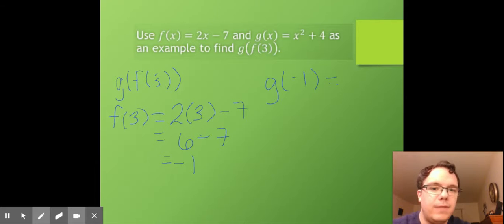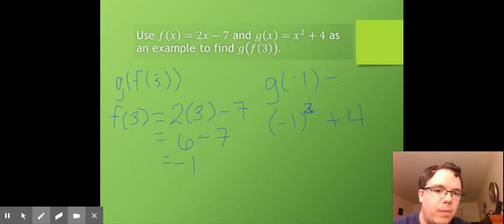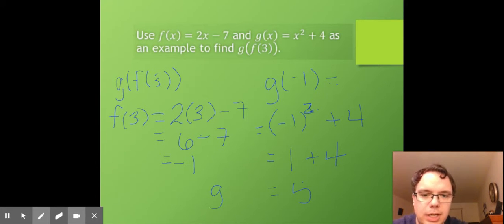So that means in the g function, anytime we see an x, we're going to replace it with a negative 1. Remember to be careful with your parentheses. We're plugging in a negative number, and what number are we squaring? We're squaring negative 1, so we're going to get negative 1 times negative 1, which is positive 1. Just be careful, if you don't put those parentheses in, you'll get a negative 1 because that's different. So make sure whenever you plug in a number, you put it in parentheses. And 1 plus 4 is 5. So therefore, g of f of 3 is 5.